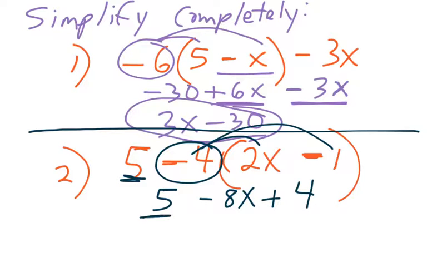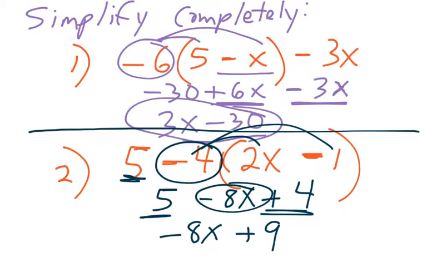A positive 5 and a positive 4. Those combine to be positive 9, and I'll write my answer in standard form and just bring down the negative 8x because we didn't combine that with anything. Okay, so again, we do our distributing first. Our combining like terms, or adding, second.